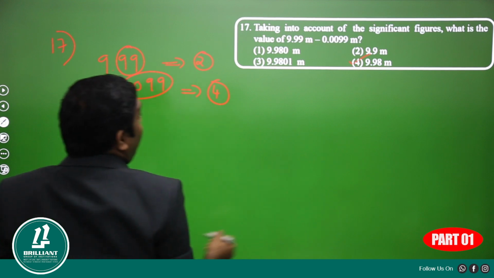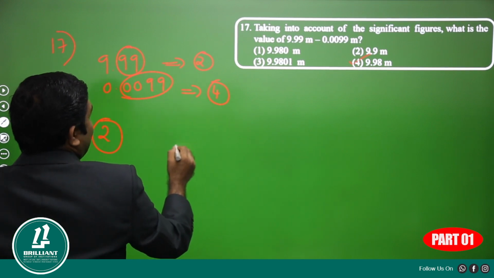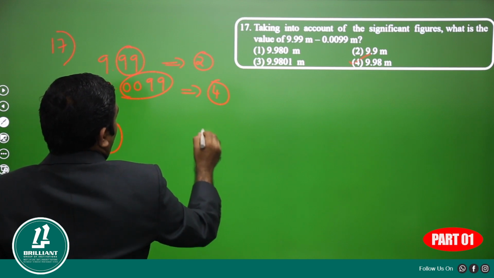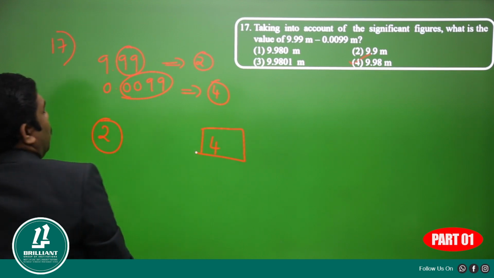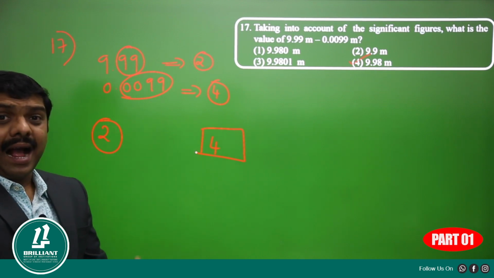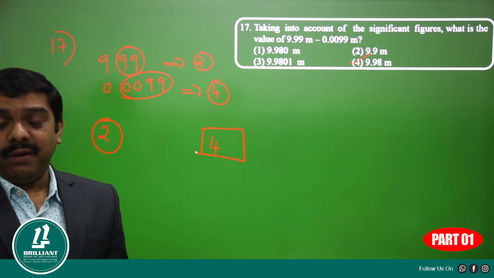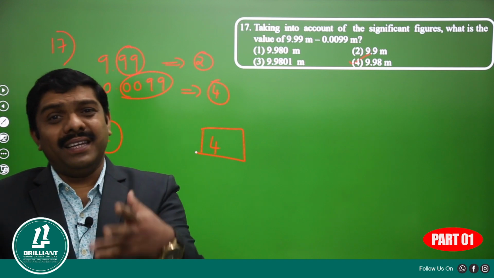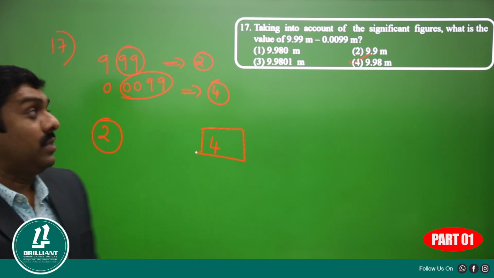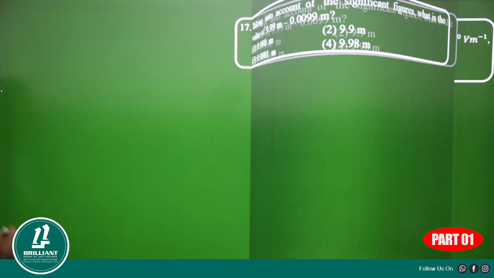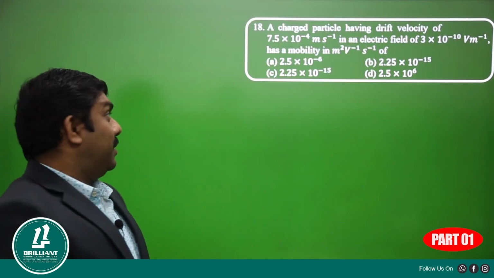No need to solve this actually. You will get the right one. So the right answer is option 4. When we are adding or subtracting numbers, in our answer we have to keep the least number of decimal digits. Now option 4 is the right one. Now we are doing the next problem.